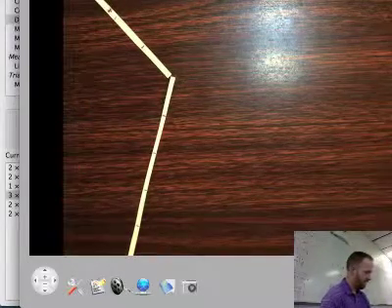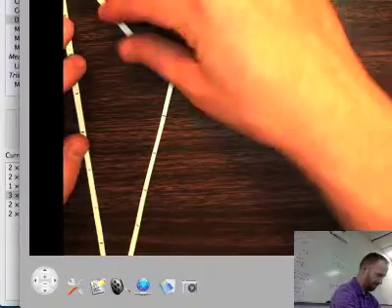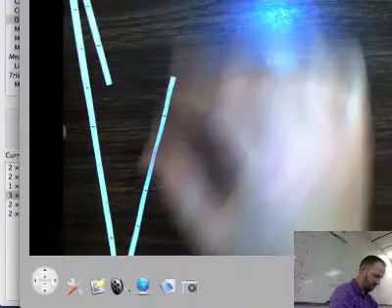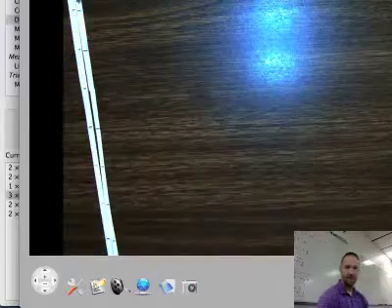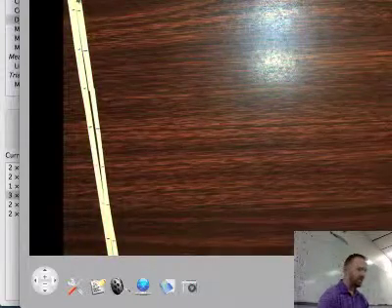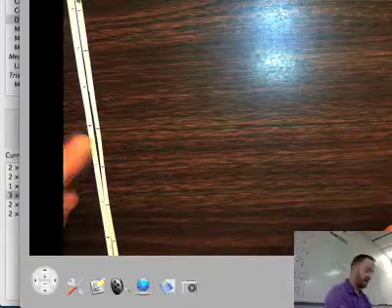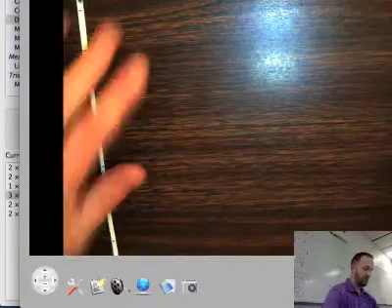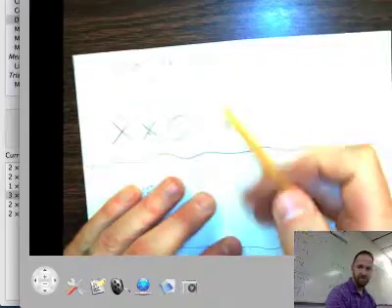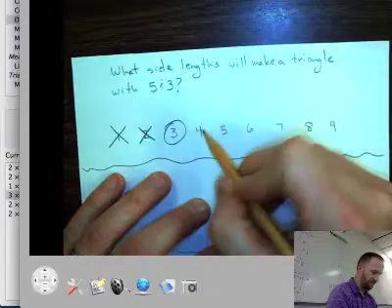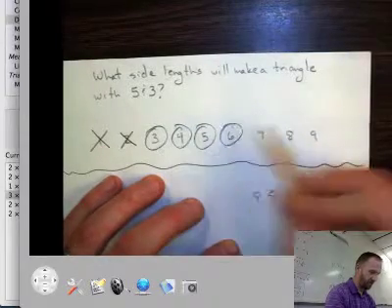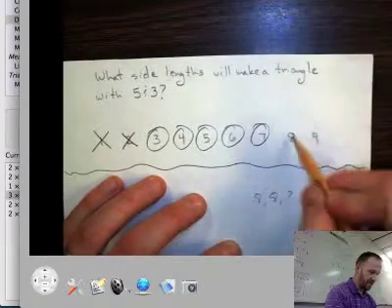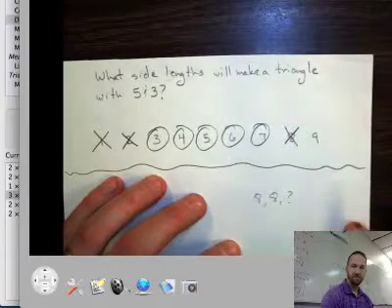Let's try 8. 3 and 5, no, they don't quite meet. Oh, you know what? It makes a straight line again. So 3, 5, and 8 actually do not make a triangle. It makes a straight line. Let's go back to our sheet here. We said that 4 works, 5 worked, 6 worked, 7 worked, but 8 did not.